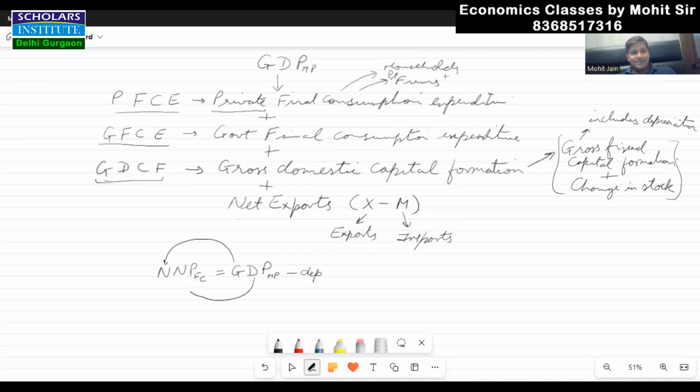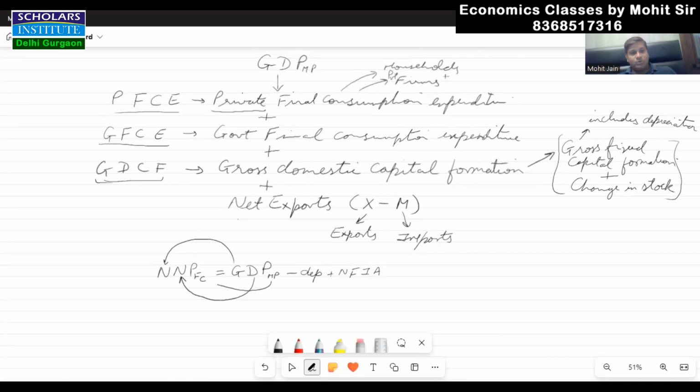From domestic, we have to go to national. So to go to national from domestic, we add NFIA, net factor income from abroad. Net factor income from abroad. It is the net income that we get from rest of the world.